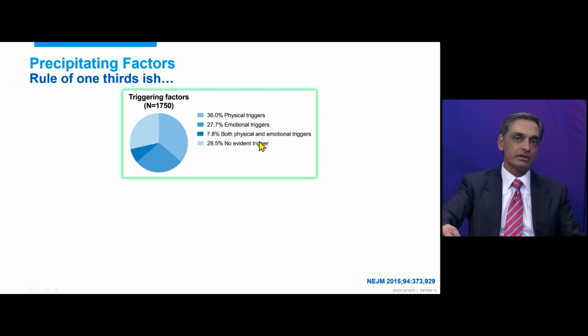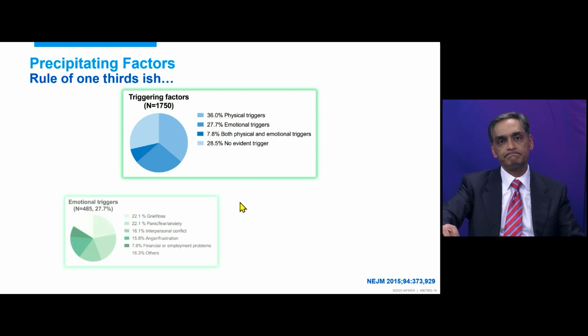Now, depending on your practice, this split can change. If you work in a tertiary care center, you'll see more physical triggers. If you work in a lower intensity environment, you may see more patients with emotional triggers, largely because the physical triggers are patients having major surgeries or patients on cancer and bone marrow transplant units and so on.